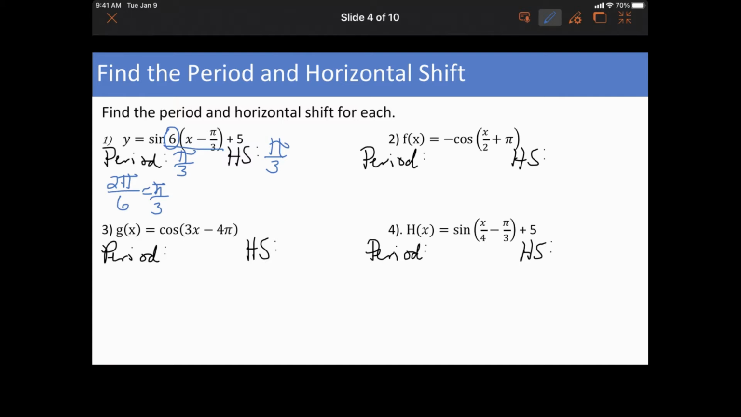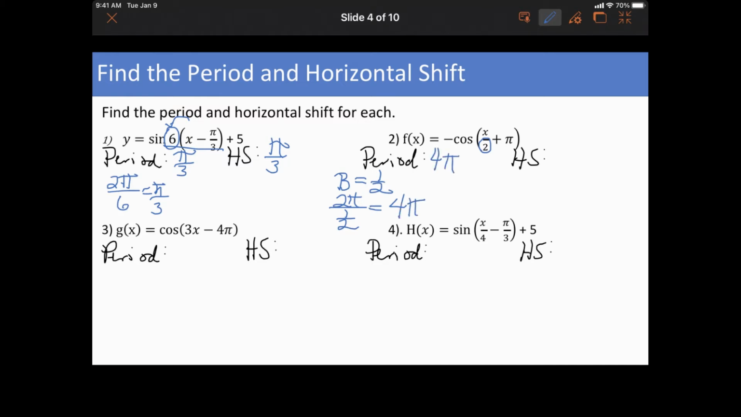So let's look at this one. Is it in factored form? It's not. In factored form, you would have a number in front of the parentheses. There's nothing in front. But still, we can see our B. Our B is going to be a half. So our period is 2 pi over 1 over 2, which equals 4 pi. So that's our period. Now what about our phase shift?